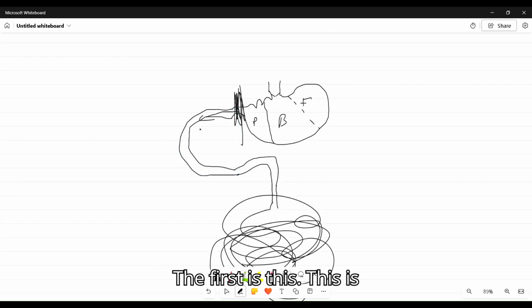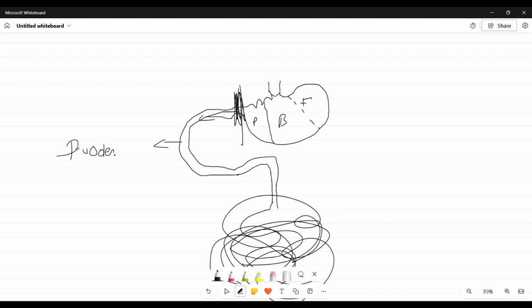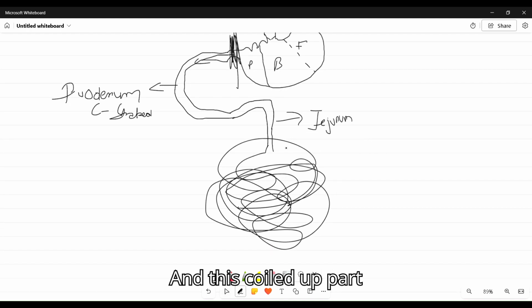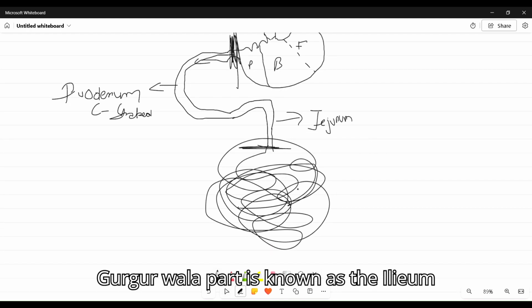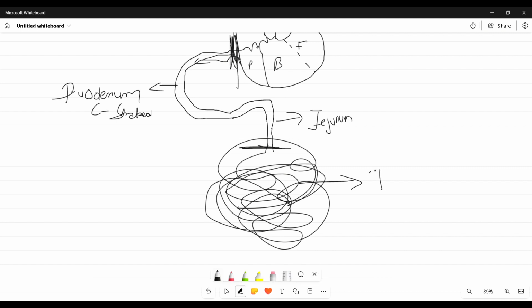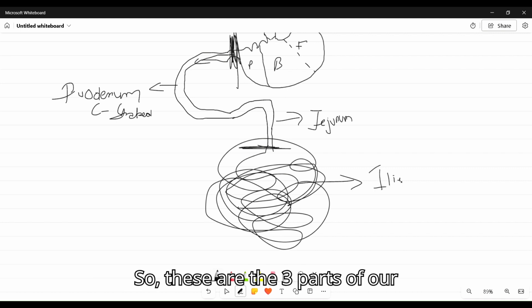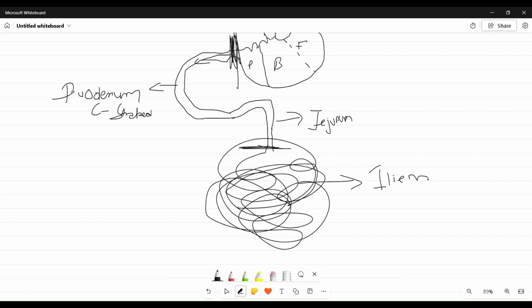First is this C-shaped duct called the duodenum. It is C-shaped. Then comes the J-shaped part called the jejunum. And this coiled up part is known as the ileum. So these are the three parts of our intestine.